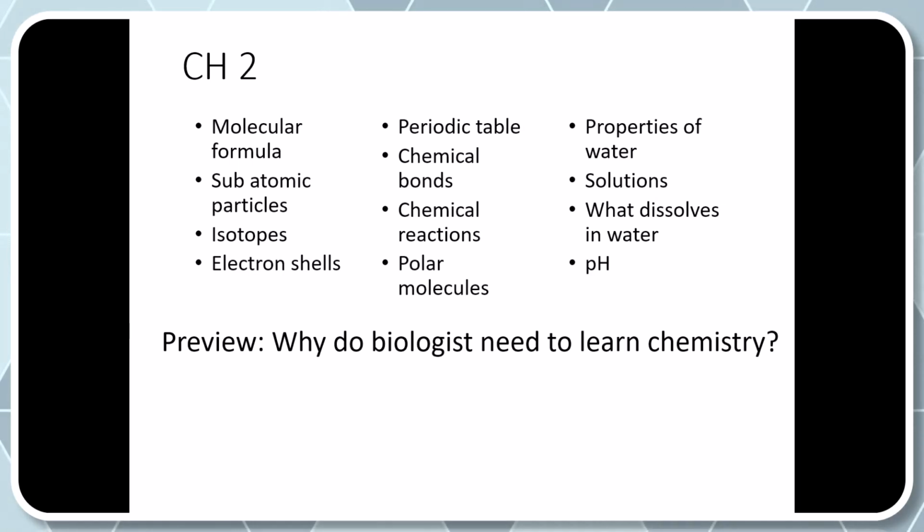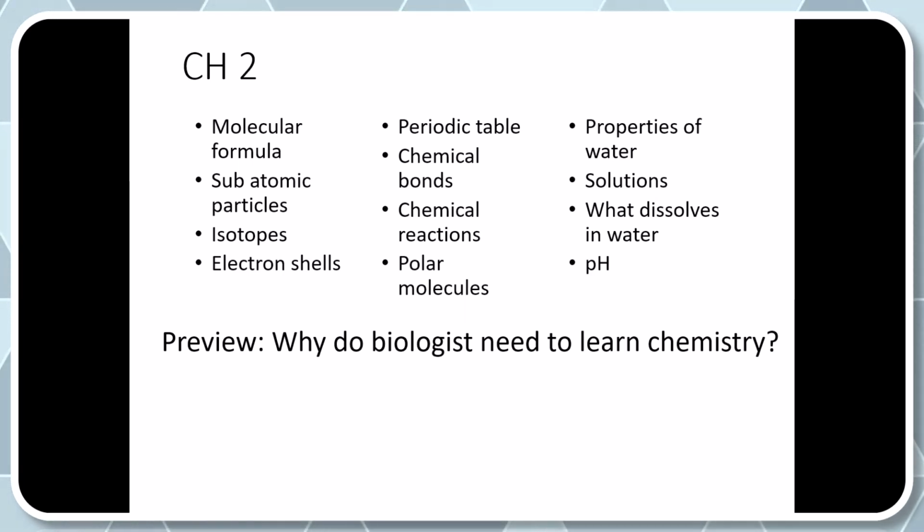So this is chapter 2, which is our first chemistry chapter in unit 1 of Bio 1. So we're going to talk about molecular formula, subatomic particles, isotopes, electron shells, a little bit about the periodic table, different kinds of chemical bonds, chemical reactions, polar molecules, properties of water, solutions, what dissolves in water, and pH.